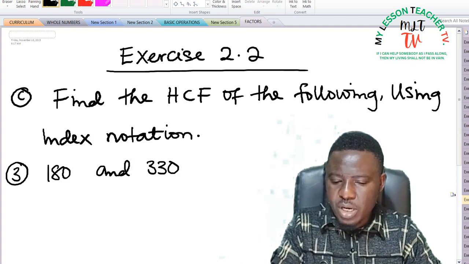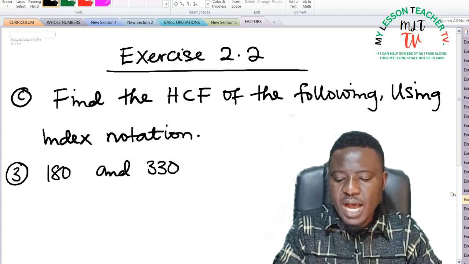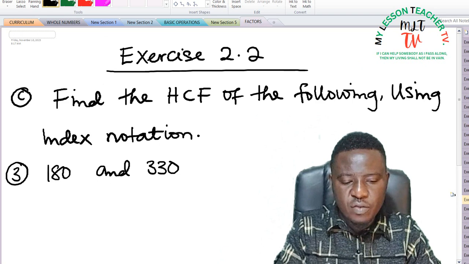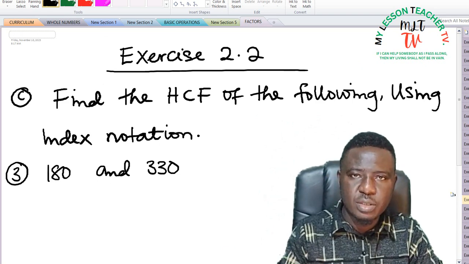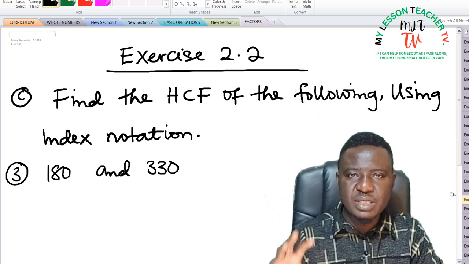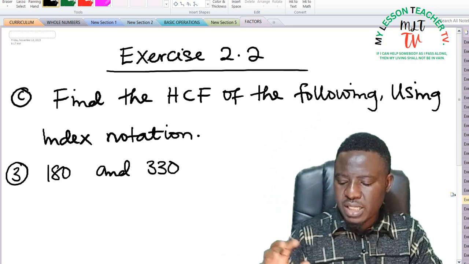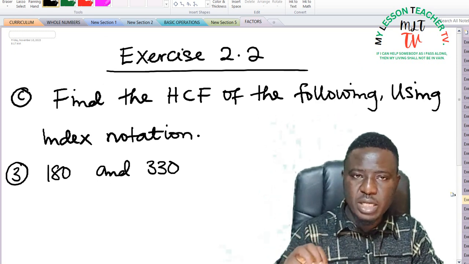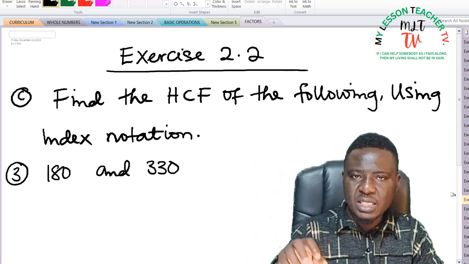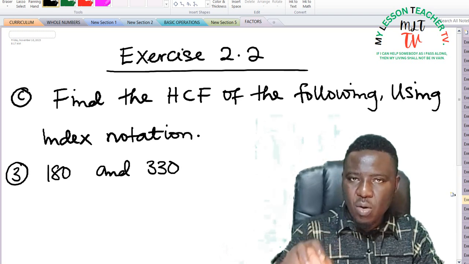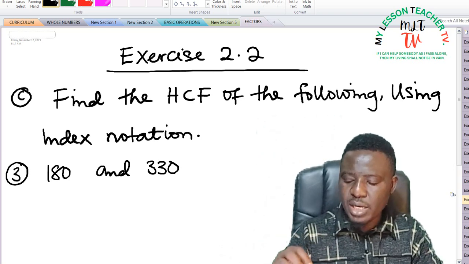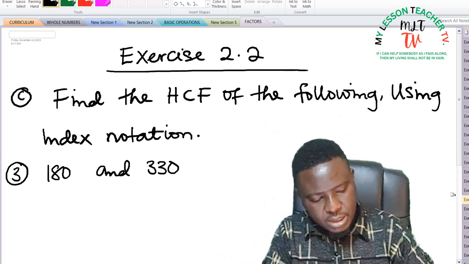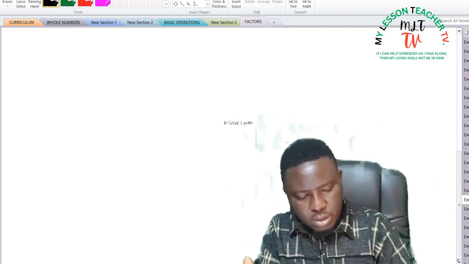Question 3. On exercise 2.2c, we are asked to find the HCF of the following using index notation. HCF simply means highest common factor. Getting the highest common factor of 180 and 330, we shall divide 180 and 330 repeatedly by the common prime factor of 180 and 330. So this can be done this way.